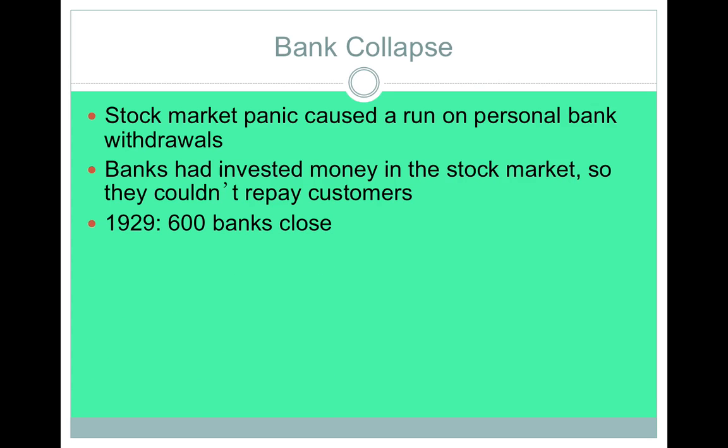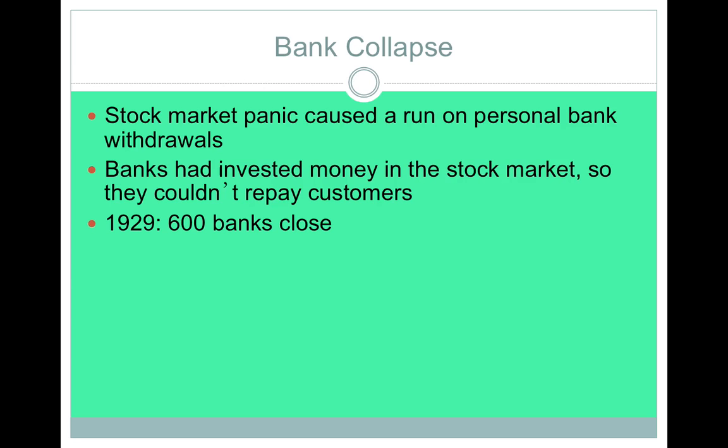So in 1929, about 600 banks closed, which is really not that many because there were about 25,000 banks in America at this time. Every neighborhood had their own bank. It wasn't like you had a huge bank like Chase or Bank of America that had multiple branches. Those were all individual banks.